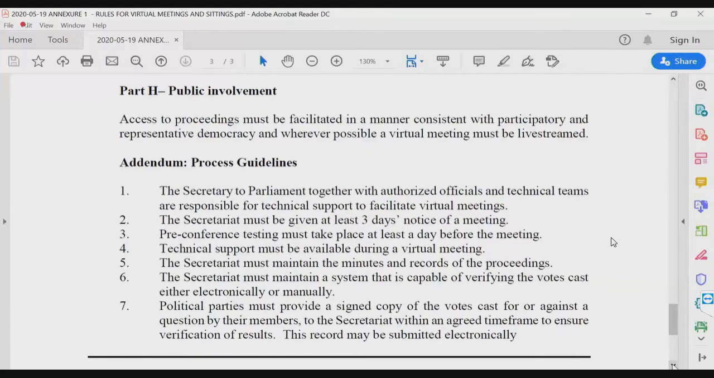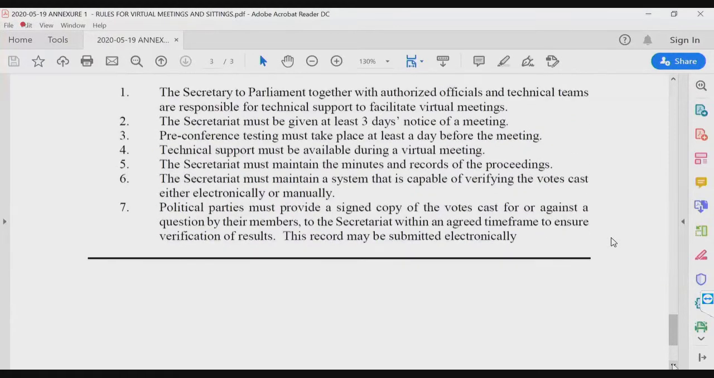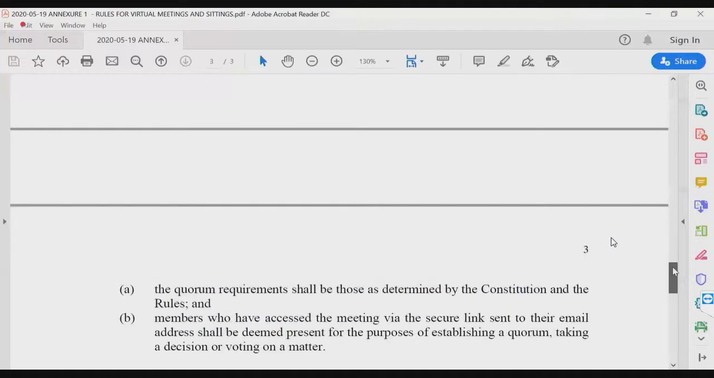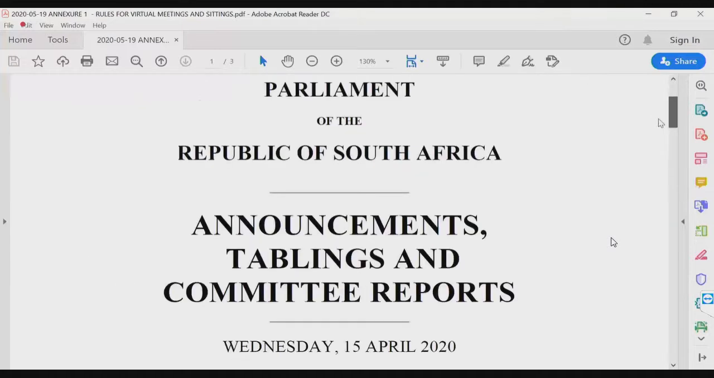Madam Speaker and honorable members, that is the essence of the rules on virtual meetings, applicable to both plenaries of the House and to committee meetings. As indicated when I started, these were canvassed in the Chief Whip's Forum, and there was broad agreement on the rules after Speaker had made a determination. Thank you, Madam Speaker. Thank you, Mr. Dekaso. Honorable members, your inputs?